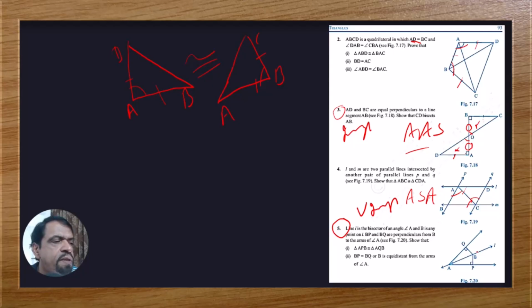In this question it is given that L is a bisector. Bisector means these two angles are equal. This is 90, so this angle equals 90, and these are bisectors. So these two angles are equal and this AB is common. So by ASA the triangles are congruent. So the rest of the parts will be equal by CPCT.